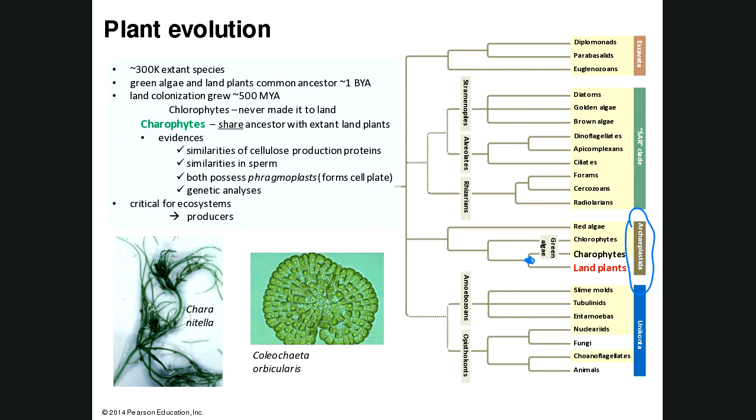Okay, there's some morphological stuff, like, for example, the sperm. Yeah, plants do have sperm, right? But there are sperm similarities between charophytes and land plants. Both of them form this thing called a phragmoplast, which forms the cell plate. You learned about the cell plate in Bio 1. That's what divides the plant cells. After the cells have done their mitosis and the nucleus is divided, then the actual cell divides by building a cell plate, and there are similarities between those. And then I guess the last one is sort of redundant based on what I said in the first one, right? Genetic analysis.